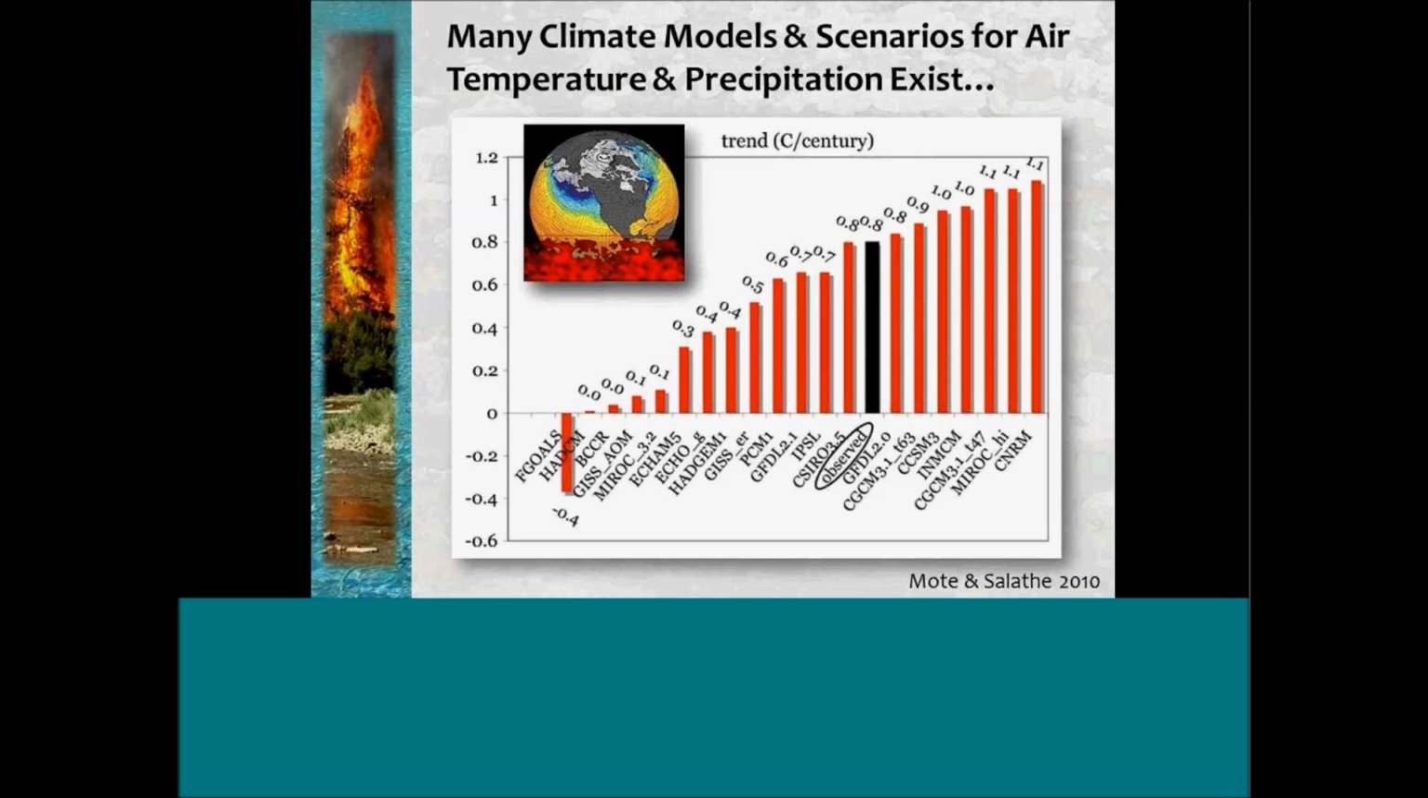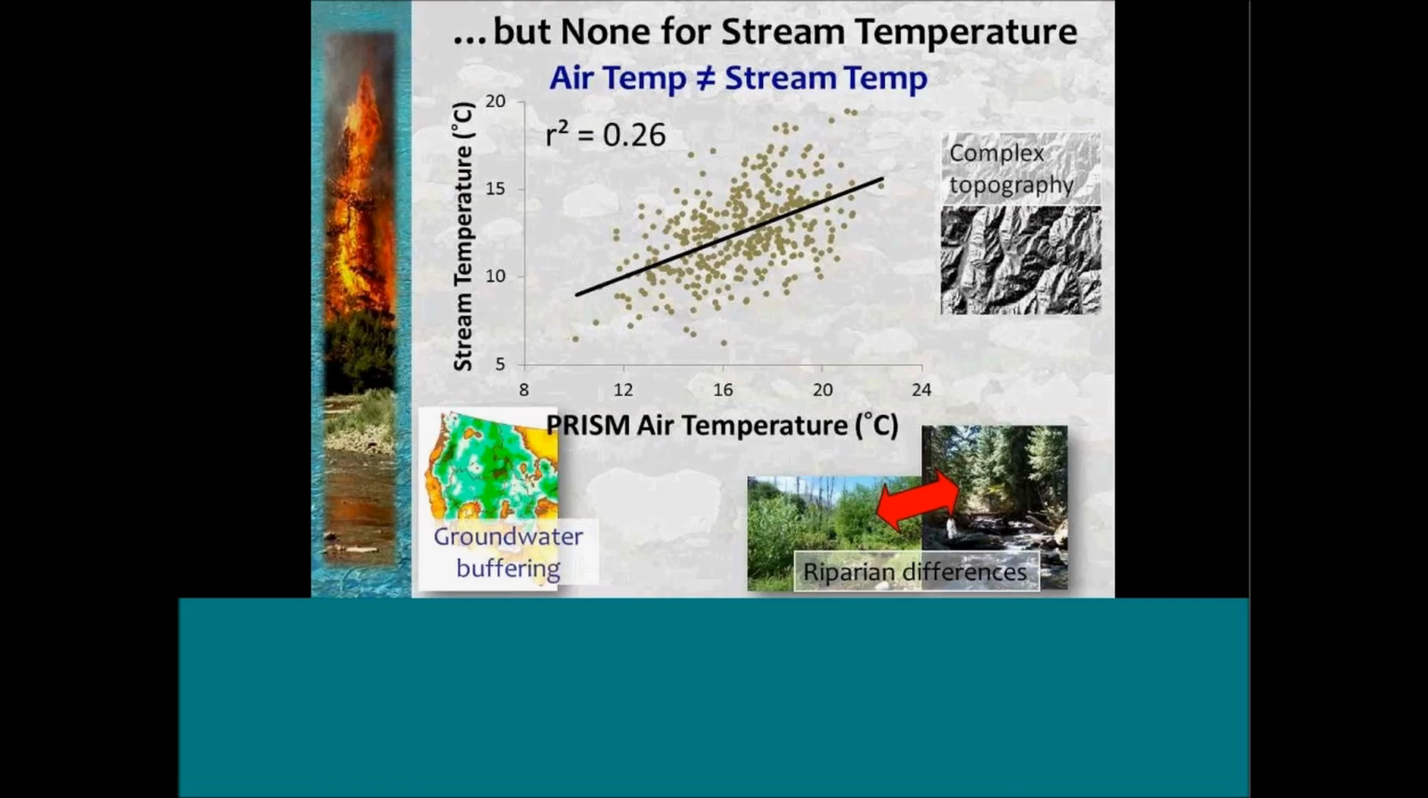In terms of thinking then about how you bring climate change into that sort of strategic planning for restoration projects in the terrestrial sphere, there's a wealth of climate models and scenarios to choose from. Literally, there are dozens of climate models that get run, and these are just examples of some of the more common ones pulled out of a graphic from one of Bill Mote's papers. But in the aquatic realm, we have nothing like that.